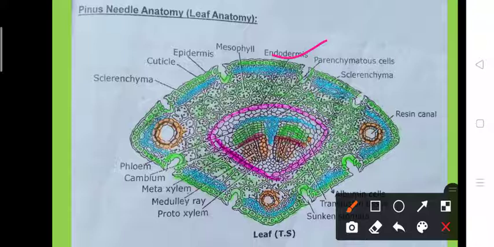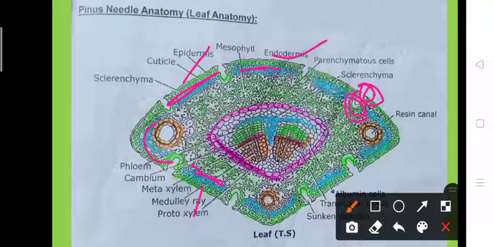Next, coming to the hypodermis. Below the epidermis, hypodermis is present. This is the hypodermis. Below the epidermis, a 2 to 3 layered hypodermis is present. It is made up of sclerenchymatous tissue. Below the stomata, air chambers are present in the hypodermal position.